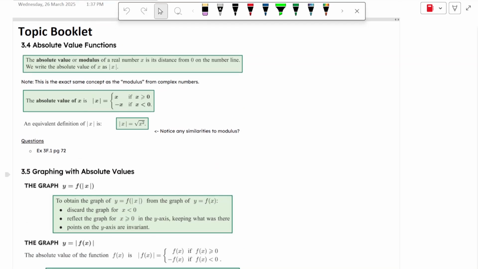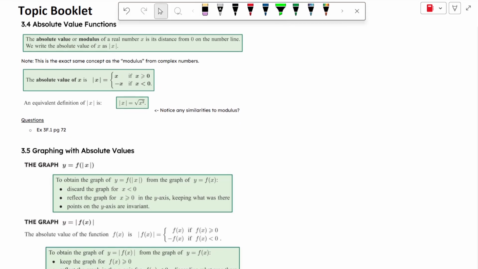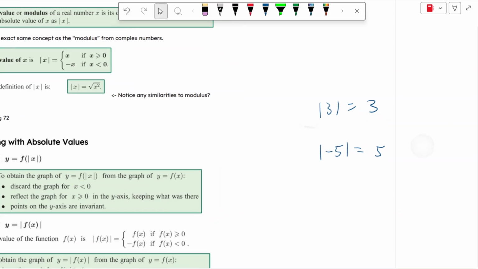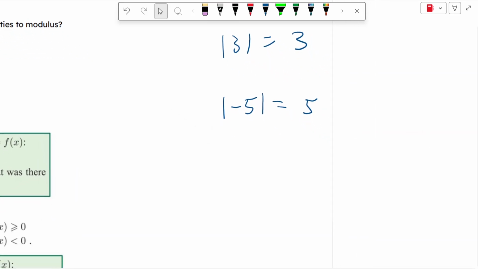Okay, absolute value functions. Now, it's a little bit of a weird topic because we've actually done absolute values of more complicated things like vectors, and it meant length in that context. When we talk about a number, like the absolute value of 3, how long is 3? Well, it's 3 long. The absolute value of minus 5, well, that's 5 long. So essentially what you do with an absolute value is you just chuck out the negative sign.